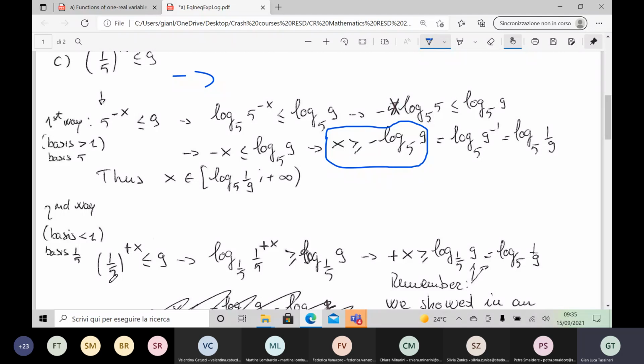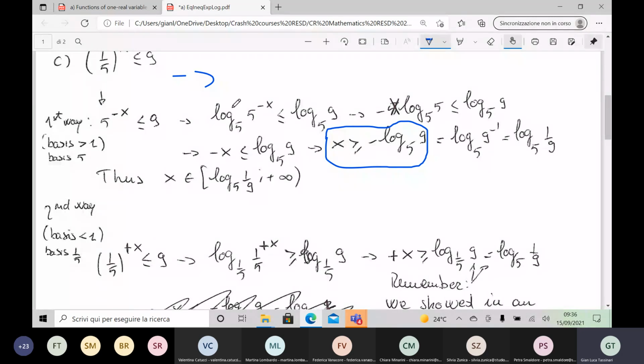And what do you see? Look what I did. You see, I reversed the sign of the inequality. Why? I explain why I reversed. Here, when I took the logarithm with basis bigger than 1 of both sides, I maintained the original sign. And here I took the logarithm of both sides, but with basis between 0 and 1, and I reversed the sign of the inequality. Why? This is linked to the kind of operation I performed.